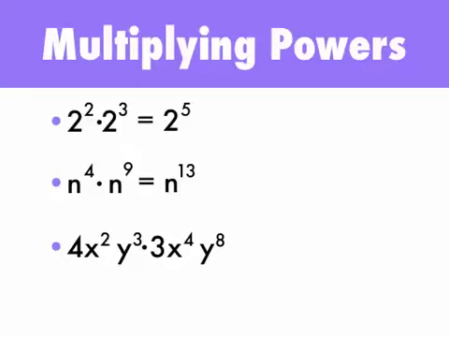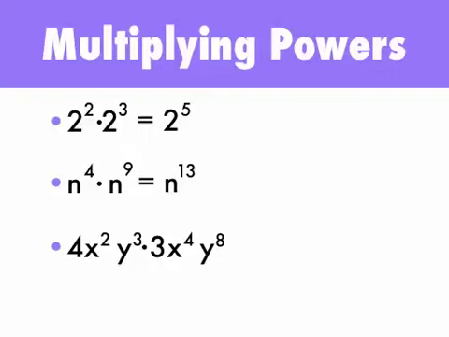And the final example on multiplying powers is a little bit more complicated. If you notice, we have two coefficients or whole numbers, 4 and 3. So I have 4x squared y cubed, or y to the third, times 3x to the fourth y to the 8th. I can combine things that are alike. Because I'm multiplying these, the whole numbers, 4 and 3, I'm going to go ahead and just multiply them. 4 times 3 is 12.